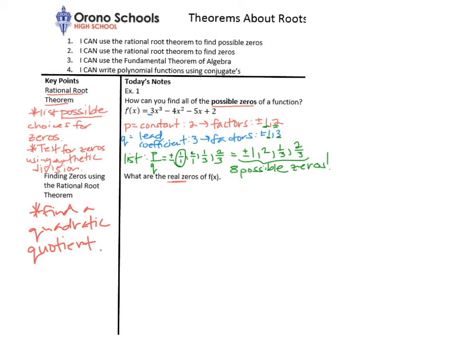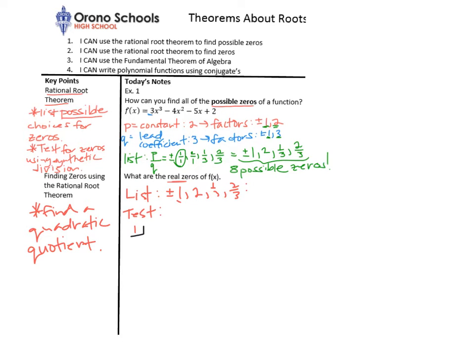All right, we have our list. For this first polynomial, we said plus or minus 1, 2, 1/3, and 2/3. So now let's test them. These are the numbers we'll actually plug into the synthetic division box. It doesn't matter which number you start with, so I'm just going to pick positive 1 first.